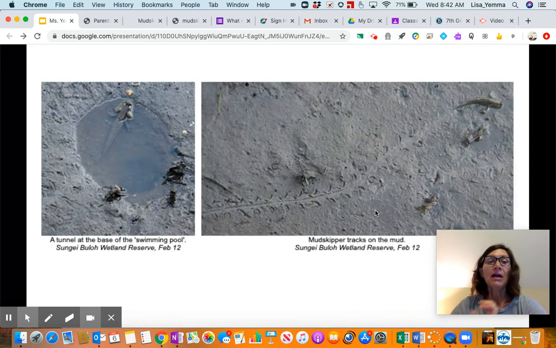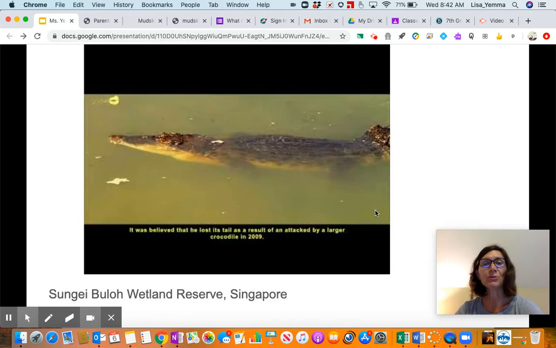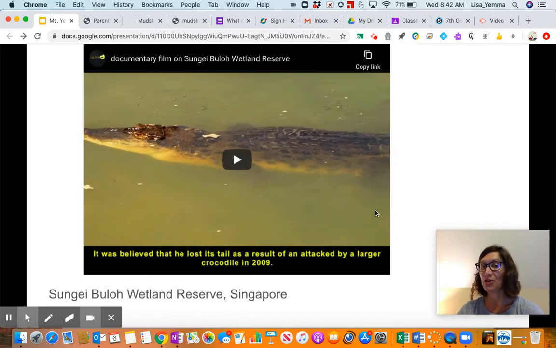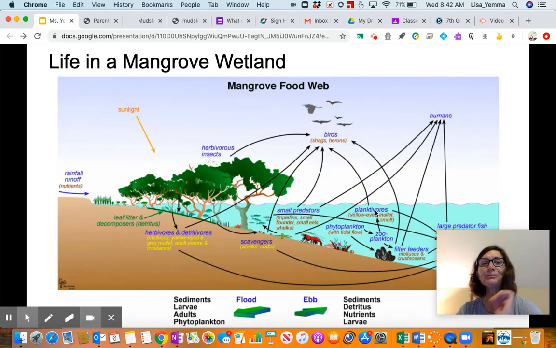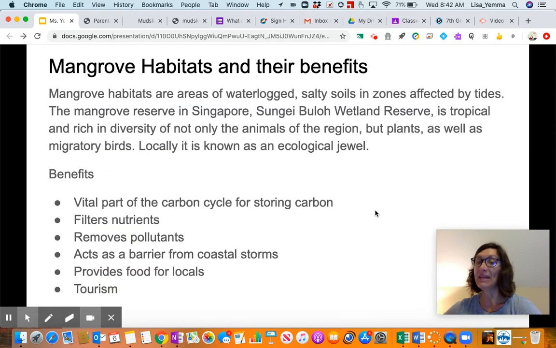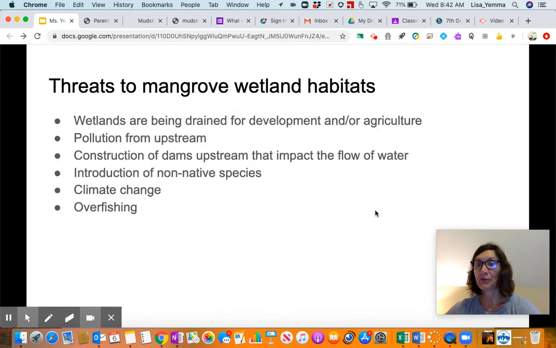Then I found some pictures from my reserve, my location of the mudskipper getting nice and moist in its pool, and then the tracks, which were super cool. And then I found this short video describing that reserve that we were going to. We added our ecosystem, our habitat slide. And so this would be my mangrove wetland. Then I talked about the benefits of a healthy wetland with the biodiversity and including my mudskipper. And then I talked about the threats.